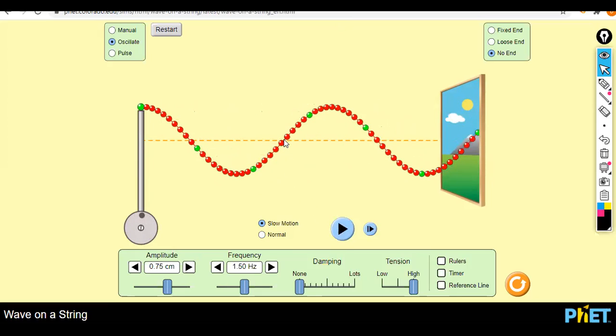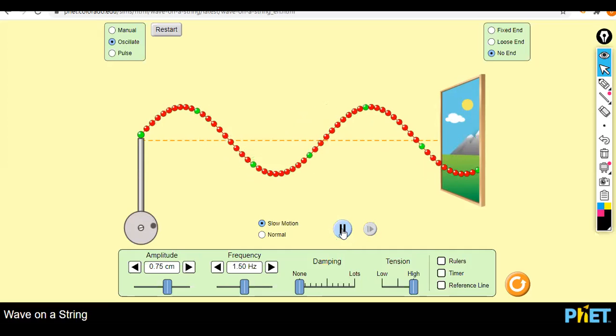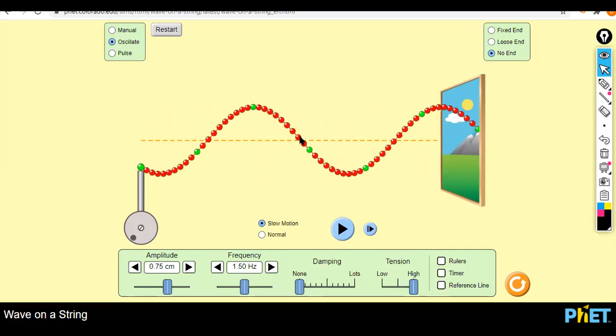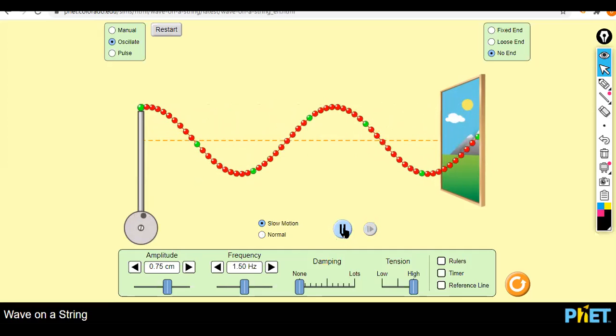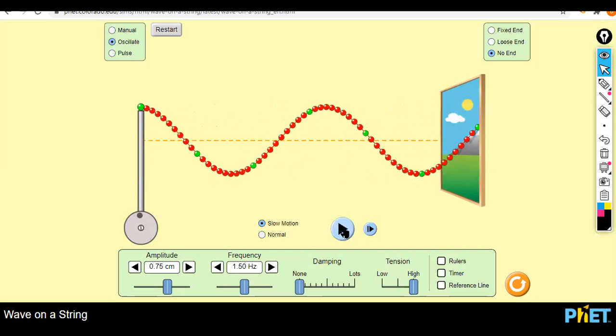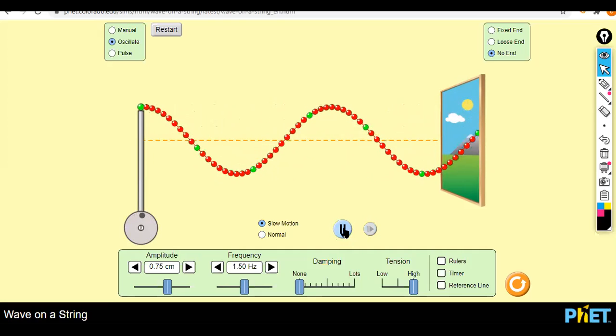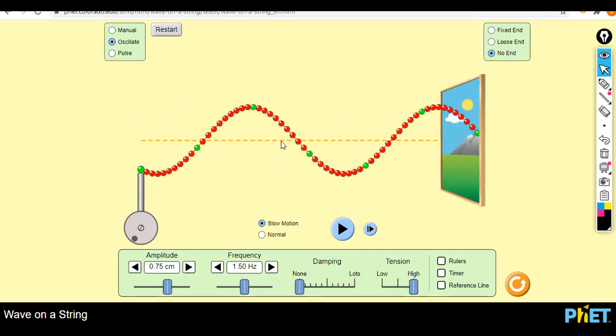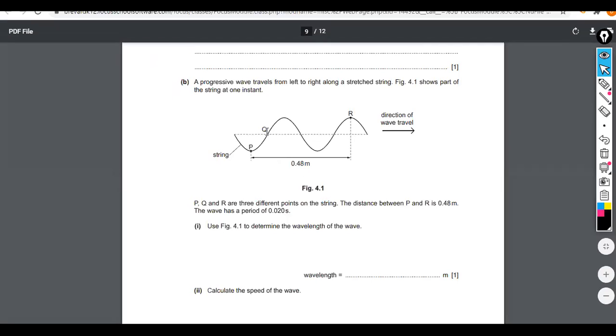So here's the particle at equilibrium, and as the trough goes from here to here, what happened to that particle? It goes down and then back up, right? That makes sense because this trough has to go through it. As the trough is moving this way, it's pulling all these particles down. So Q actually goes down to here and then back up in that time. It's not like it doesn't move.